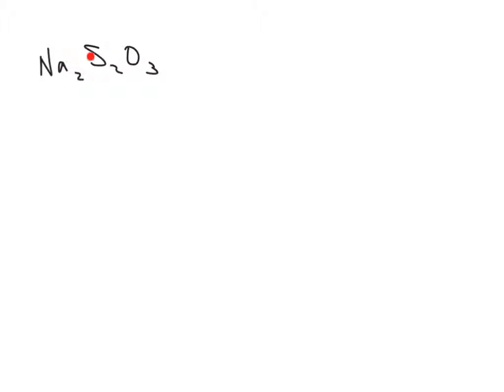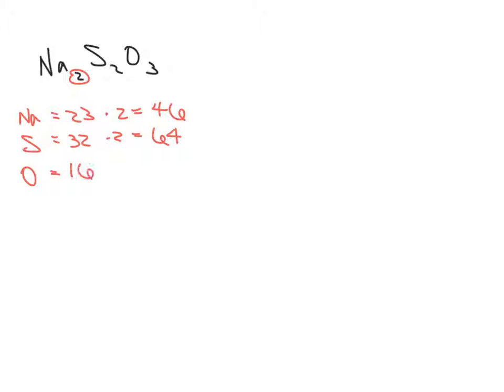Okay, so let's look at what the total weight of this thing would be. Well, 1 atom of sodium weighs 23. So, let's kind of label things here. Na is 23. And then if we have 2 of them, we have 46. Sulfur weighs 32. And if we have 2 of those, we have 64. Oxygen weighs 16, and if we have 3 of those, we have 48.